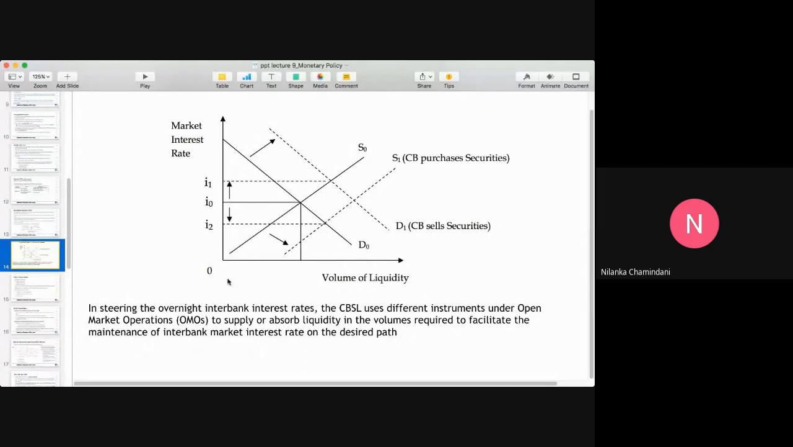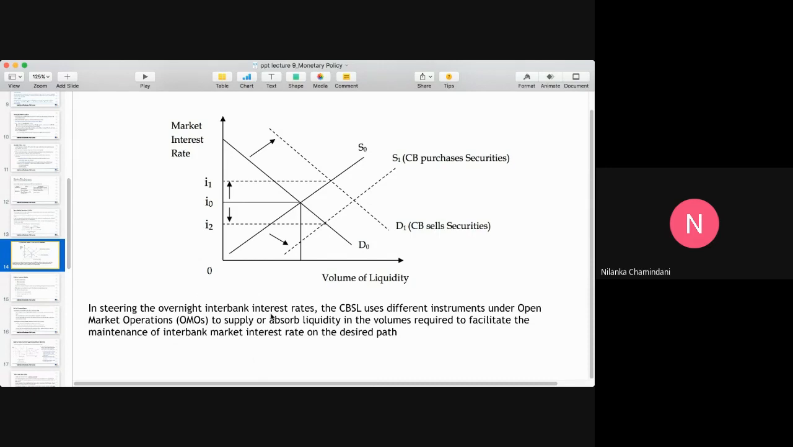So now you can see there are two types of things here. That market liquidity is maintained or managed by the central bank. Why? The central bank needs to keep the interest rate at a particular level. Here in the graph also you can see that, it's steering the overnight interbank interest rate. So the overnight interbank interest rate is the objective.